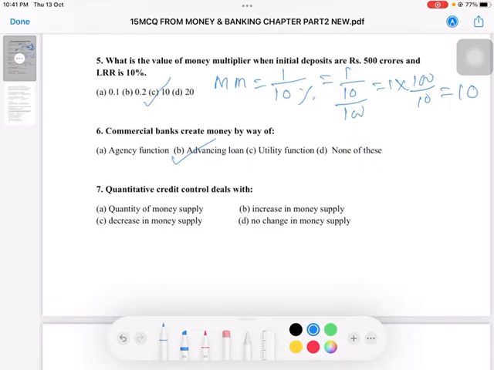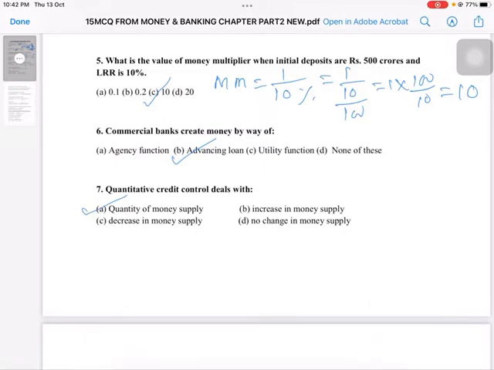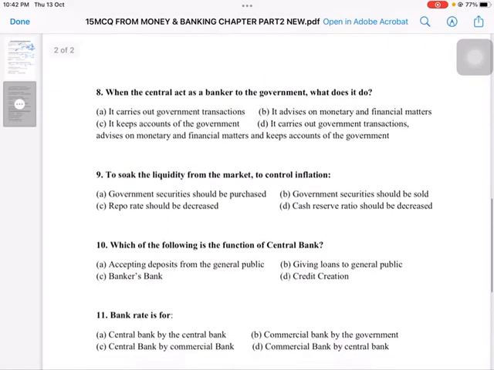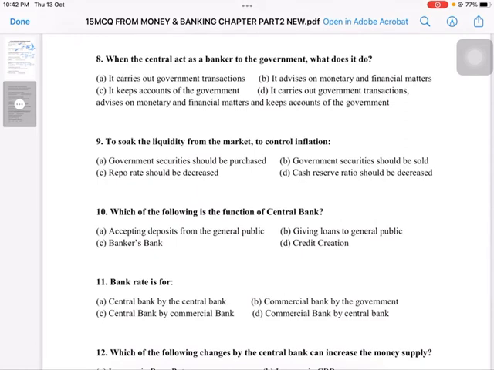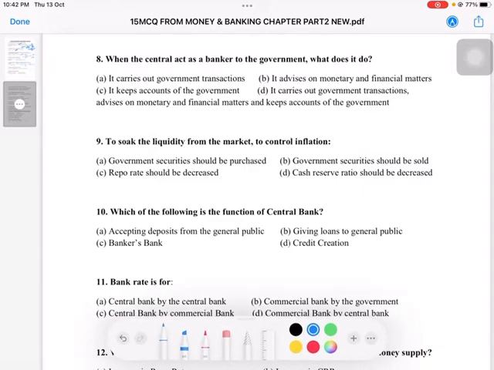Next is your question number 8. When the central bank acts as a banker to the government, what does it do? So what are the options? A, it carries out government transaction. B, it advises on monetary and financial matter. C, it keeps account of the government. D, it carries out government transaction, advises on monetary and financial matter, and keeps account of the government. So the right answer will be D. D is the right answer here.